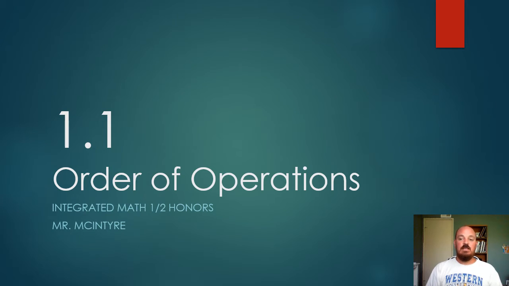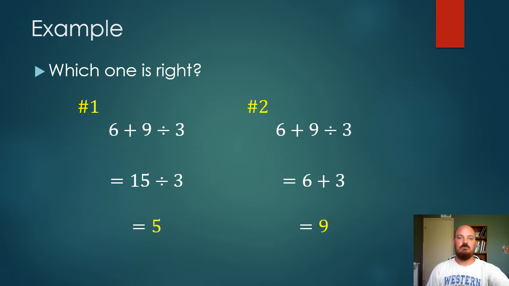I started us off with a nice easy one, order of operations, something you guys learned a couple years ago probably, and this is just a review for you. So let's take a look. Here's an example, worked out twice. One of them is right, one of them is wrong. Let's figure out which one is right and talk about why.